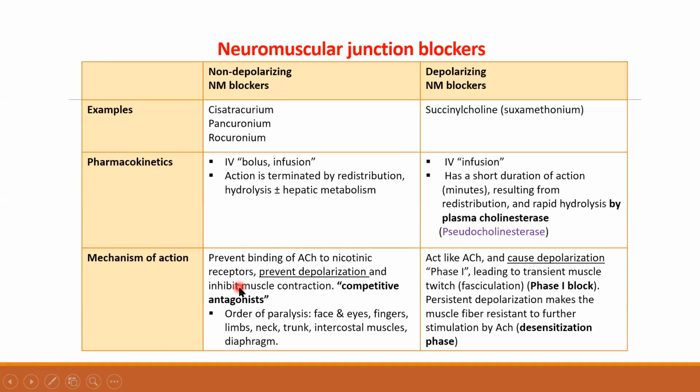Now, this table shows you the two types that I've just mentioned to you. Here you have the non-depolarizing neuromuscular blockers: cisatracurium, pancuronium and rocuronium, and there are others. For the depolarizing, we have only one, which is succinylcholine. The kinetics difference between the two is that succinylcholine is very short acting, so it needs to be given as intravenous infusion as long as the surgery is going on.